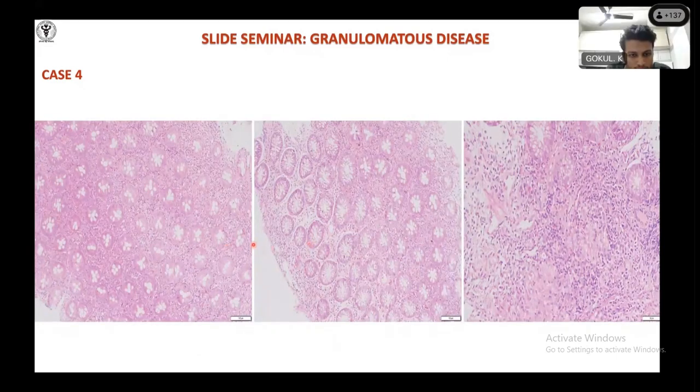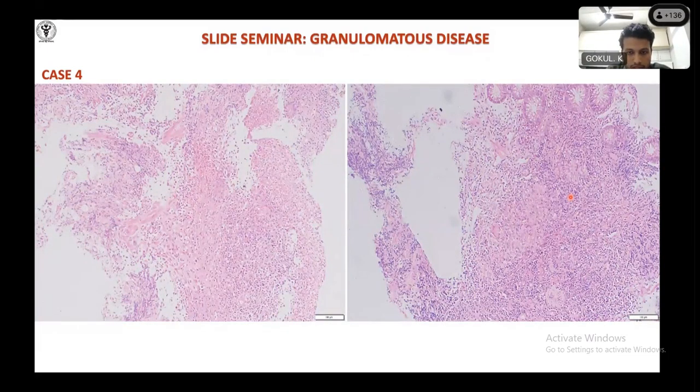In this section also, the crypt architecture is preserved, but in between the crypts we can see some eosinophilic infiltrates and other infiltrates. In the third section we can see discrete epithelioid granulomas with Langhans type giant cells and epithelioid cells. This area is necrotic and all. It might be from an ulcerated area. And here, of course, is the higher power of what you described, the granulomas and other things.